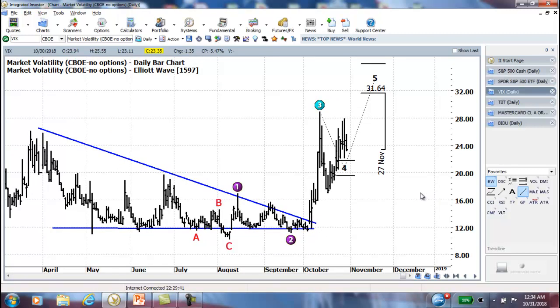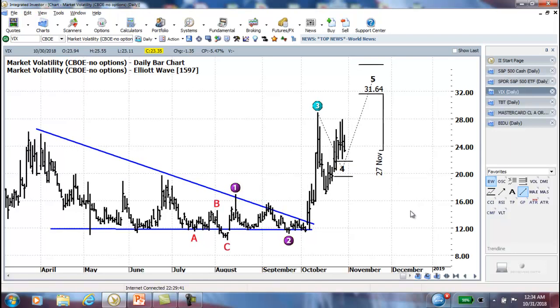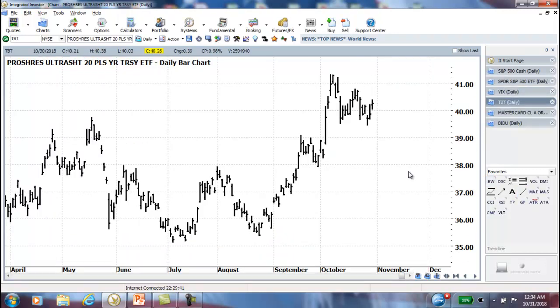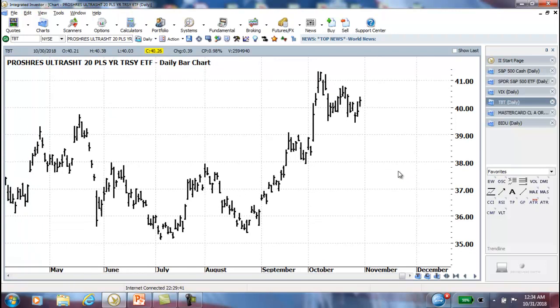If you haven't renewed your data for Private Source or Integrated Investor, now's a great time, because with this volatility, there's so much money to be made on these case studies. TBT, I'm going to save this one right now, because that's going to be one of the case studies that I'm going to talk about. So we'll come back to that in a second.